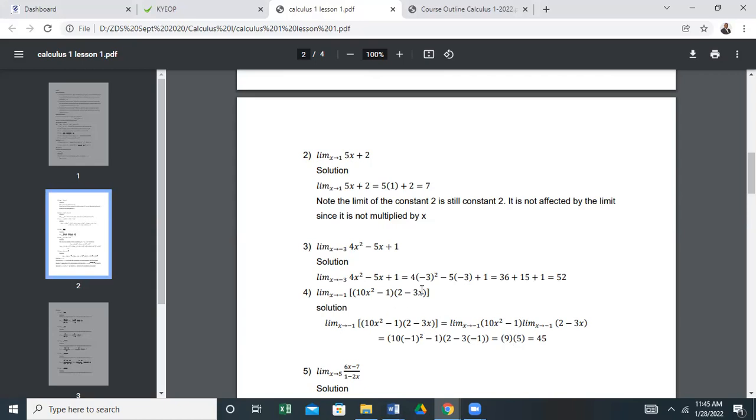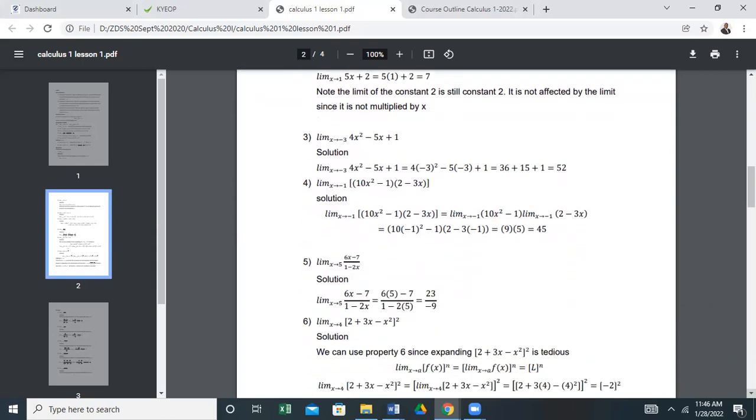Then I multiply, it is a product. So the property needs you to work the bracket first. You first work what is in the bracket, then you multiply. So for the product, I'll get 9 multiplied by 5, which is 45. And then I go to the fifth one, which is a quotient or division.